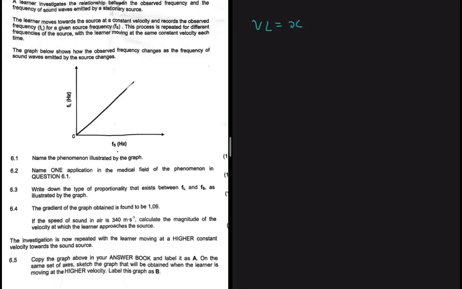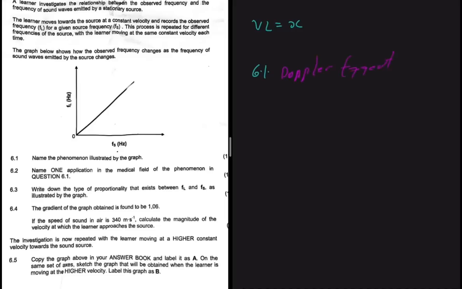But the first question, 6.1. So 6.1 is saying, let's name the phenomenon illustrated by the graph. Question 6, grade 12 physical sciences. If the question says name the phenomenon, it's always Doppler effect, right? So that's the answer for 6.1. We have Doppler effect, right?